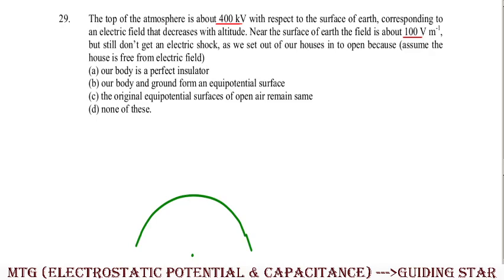Then where is our location? We are present on the surface of Earth. Suppose I consider this a person, say Ram, who is staying in this particular house. Clear? So this is the house of Ram. Inside it, he is in a field free region.